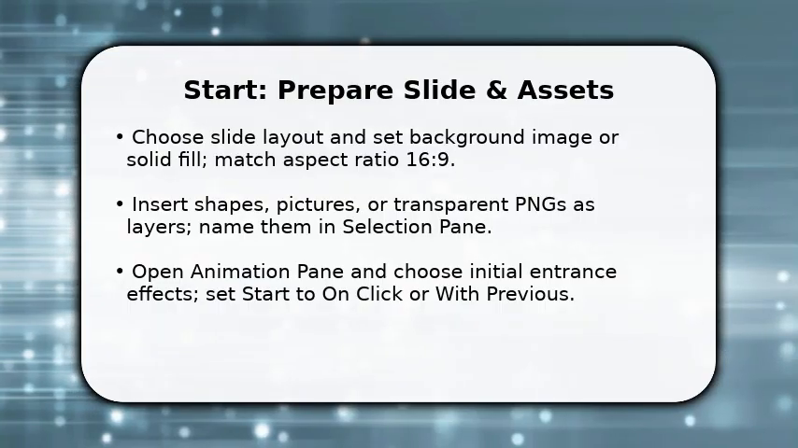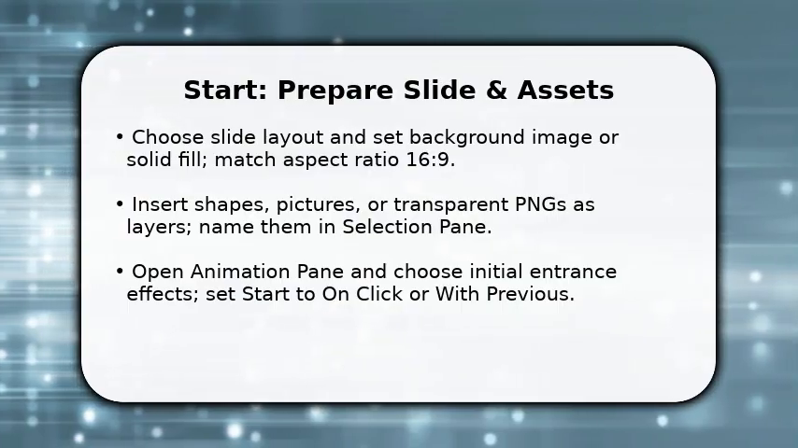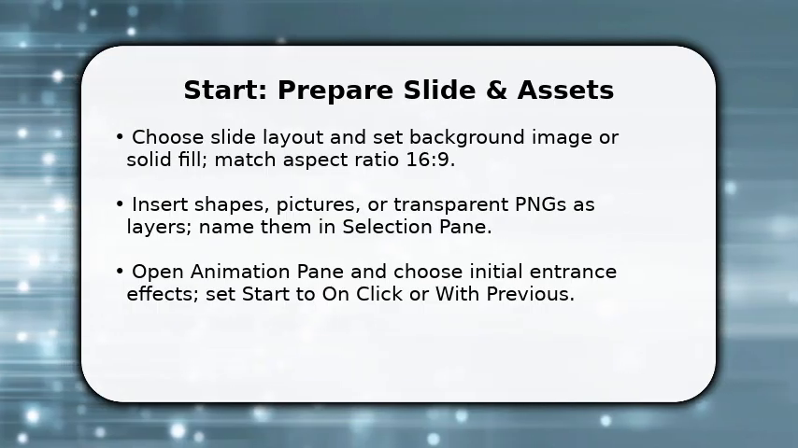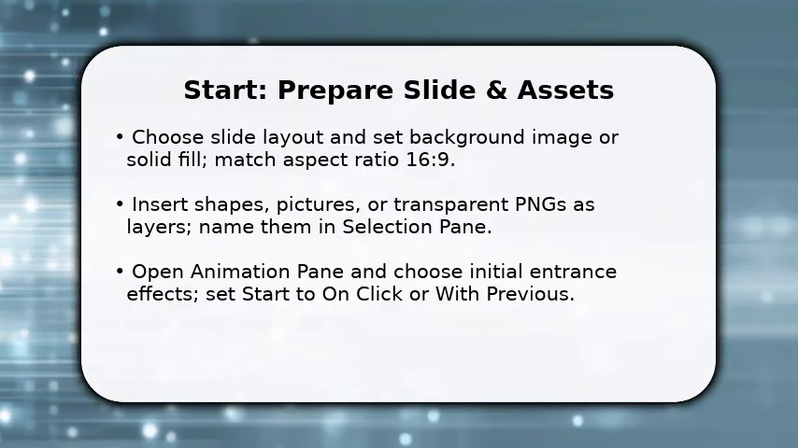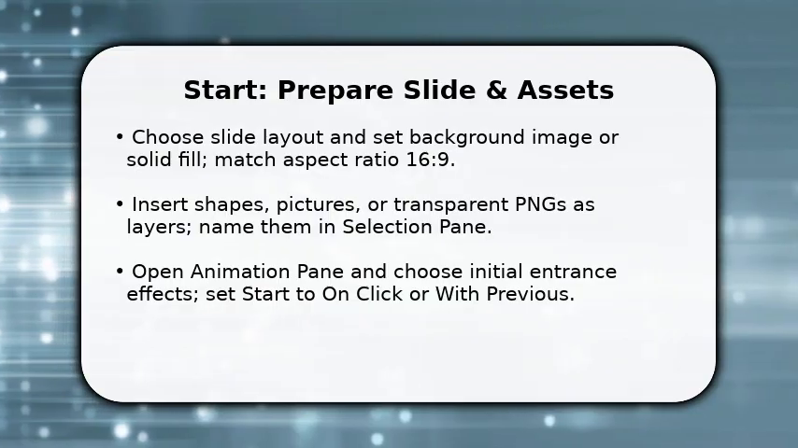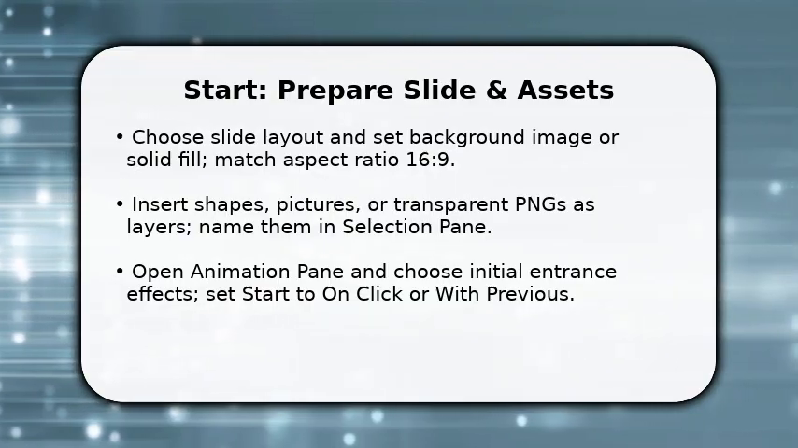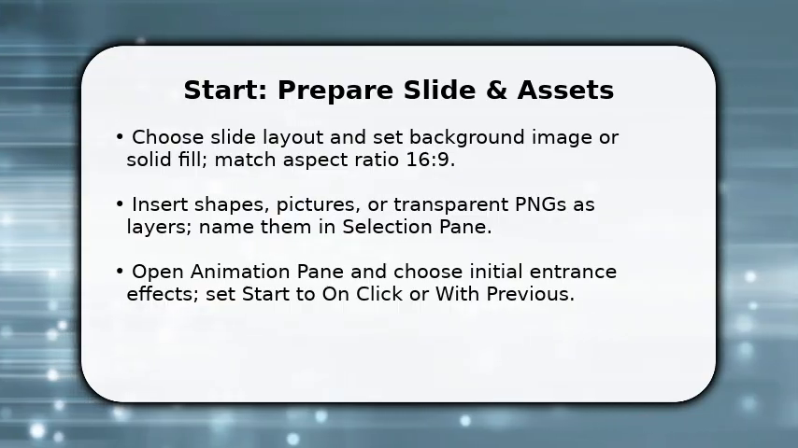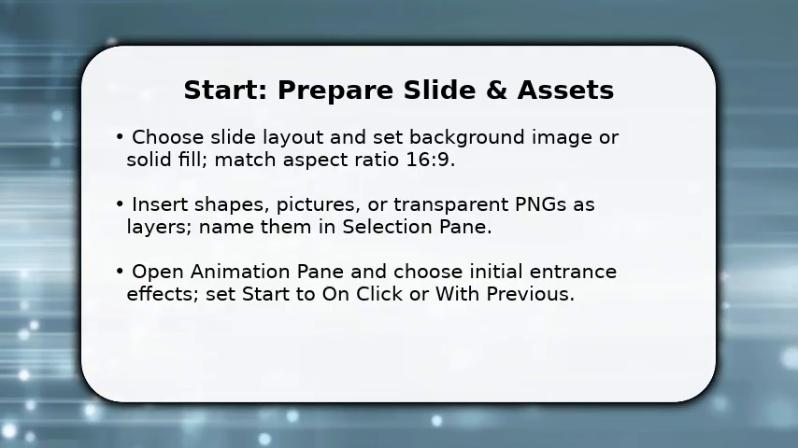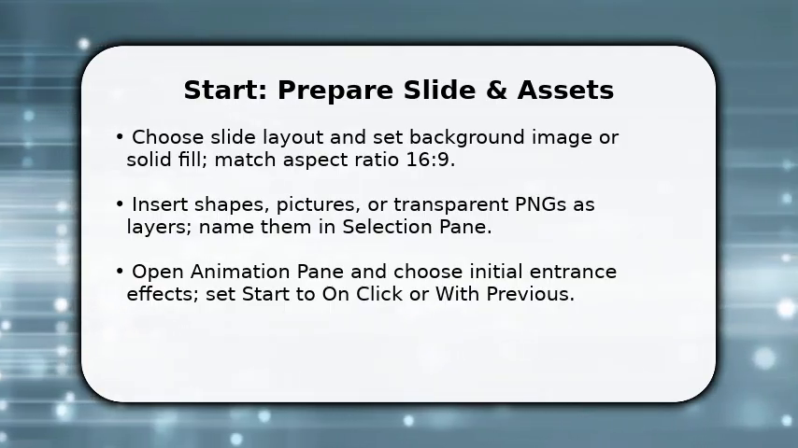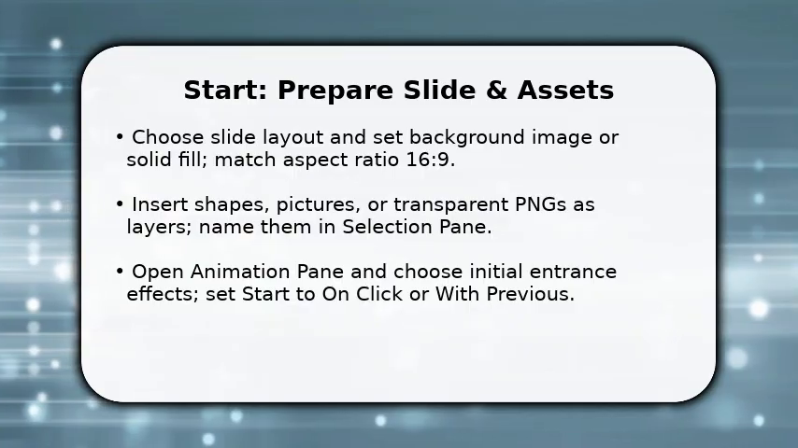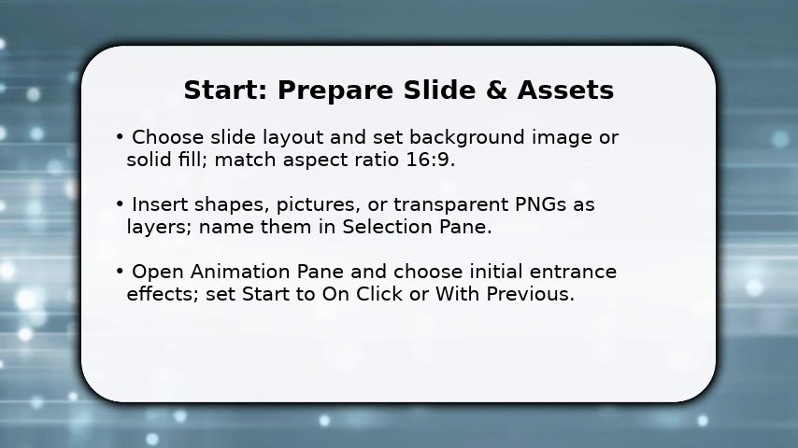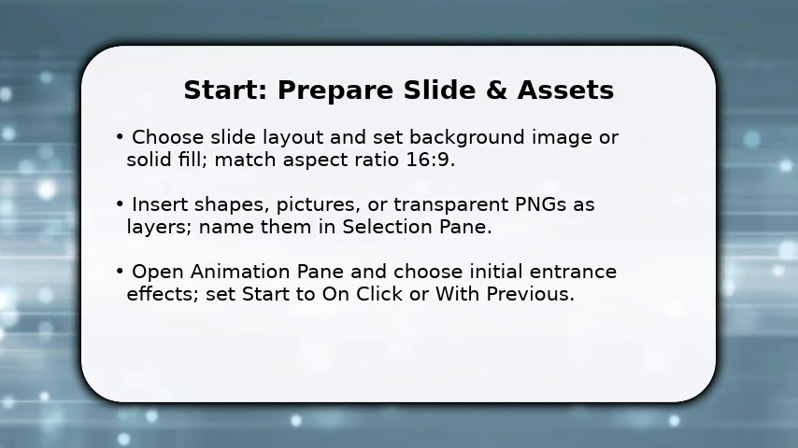You begin by preparing the slide so the animation has context and contrast. First, pick a 16:9 slide and apply the background image or color that supports motion. Then import the visual assets, shapes, photos, or PNG layers, and name them in the selection pane so you can control each element precisely. Once done, open the animation pane and add a simple entrance effect to the first element, choosing on click, or with previous depending on whether you want manual pacing or an automated flow.